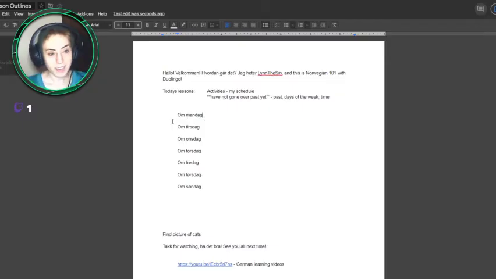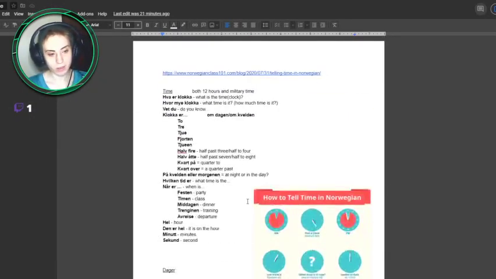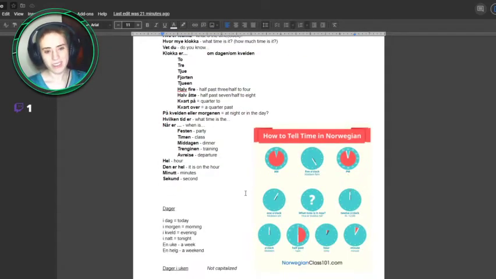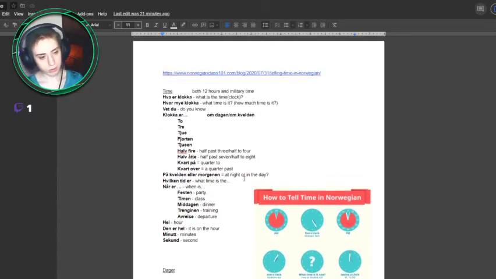So, days of the week and time. I put together a little document on time. Just like in Germany, Norwegians will use both a 12-hour time and 24-hour, but it switches depending on which is easiest. I think Germans use military time more often. I could be wrong, but based on what I've seen in Germany and what I've read so far about Norway.